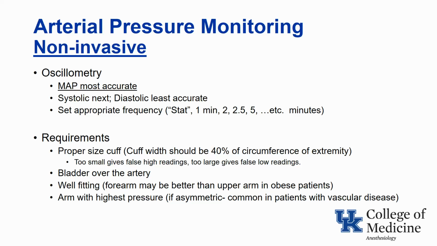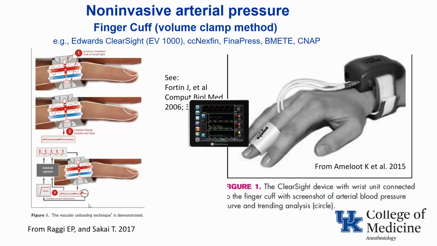The most accurate arterial pressure measured by oscillometry is the mean pressure, the systolic is next, and the diastolic is the least accurate. For accurate non-invasive blood pressure measurement, the cuff size should be appropriate. The bladder should be placed over the artery. It should be a well-fitting cuff, and you should choose the arm with the highest pressure. A new method described about 20 years ago measures arterial pressure non-invasively by placing a cuff on the finger.